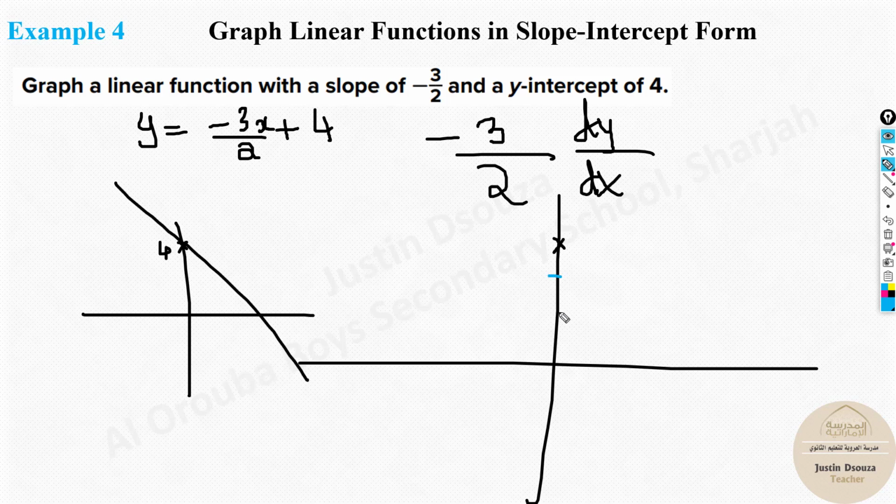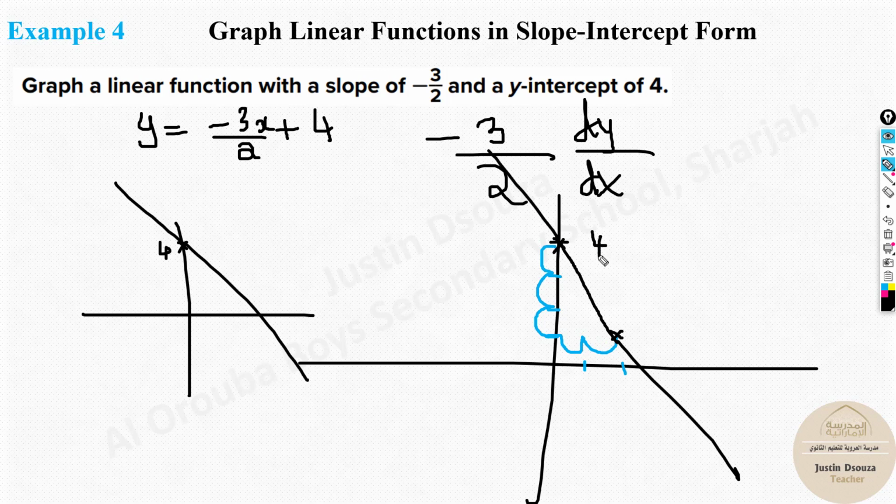Here, the x value, 1, 2, 3, 4. The y value is reduced. This minus means it's going downwards. 1, 2, 3. When it moves downwards by 3 units, you need to go 2 units in x. This will be 1 and 2. So this would be your second point. Now if you draw a straight line joining these 2 points, that's your graph.